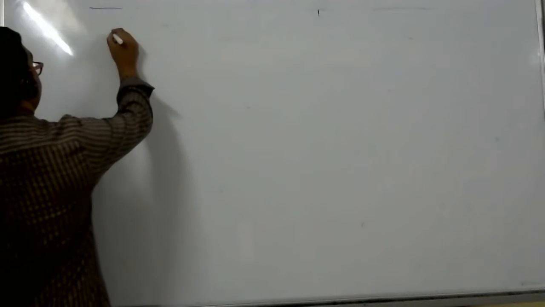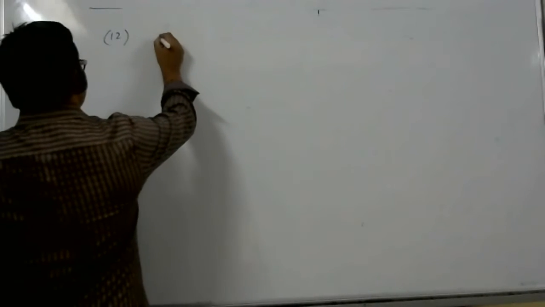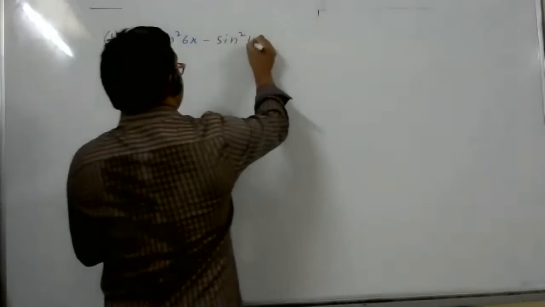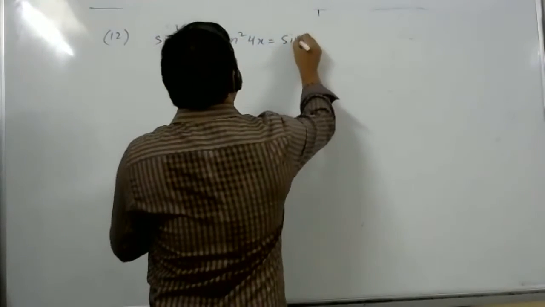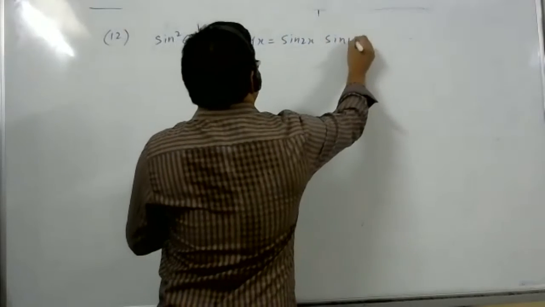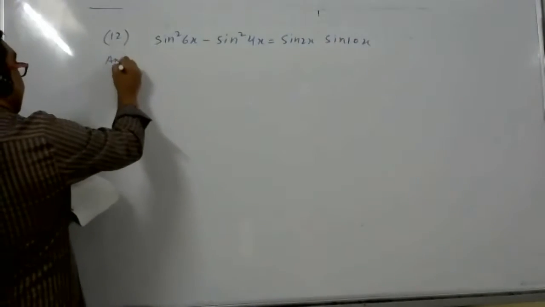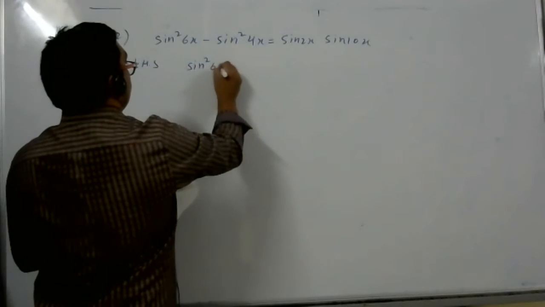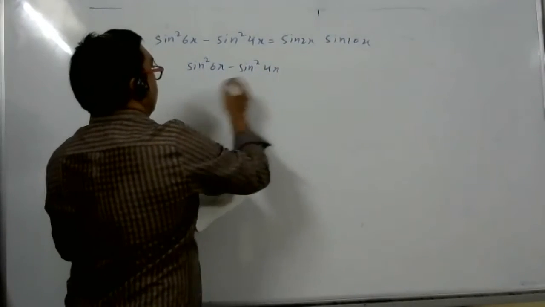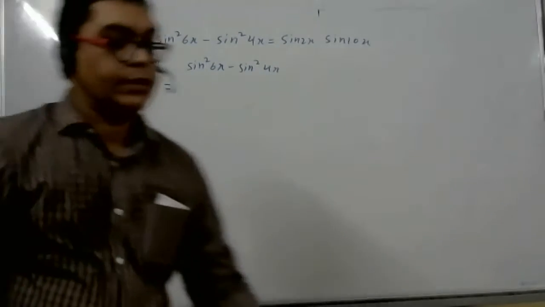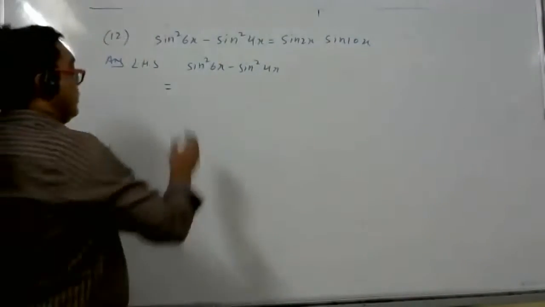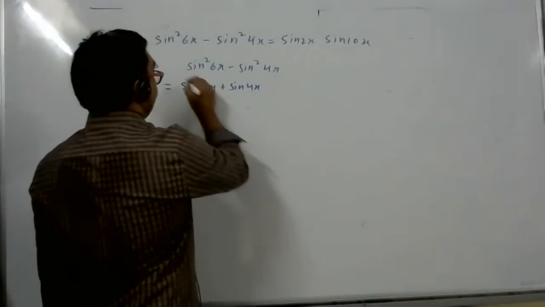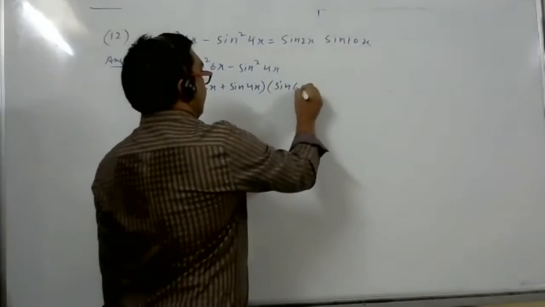Shall I do the 12th sum? Yes, sir. Sine square 6x minus sine square 4x is equal to sine 2x sine 10x. Let us consider the left hand side. What is the left hand side, Mona Lisa? Sine square 6x minus sine square 4x. What to do now? A square minus b square. So what to write? Sine 6x plus sine 4x, sine 6x minus sine 4x.